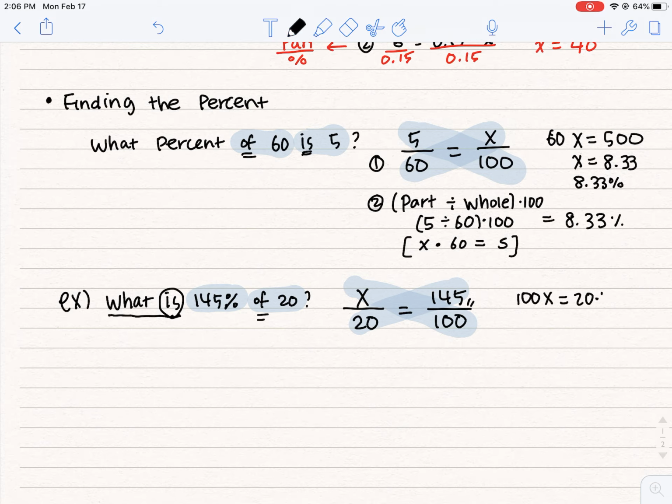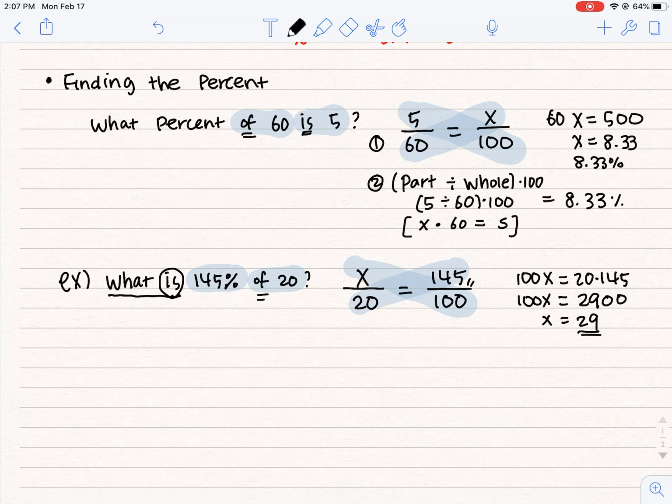100x equals 20 times 145. So when you do 20 times 145, it's going to be 2900. And good thing I have 100x, because when you have two zeros, you can cancel them out. X, just one x, is going to be 29. So what is 145% of 20? 29 is going to be 145% of 20.